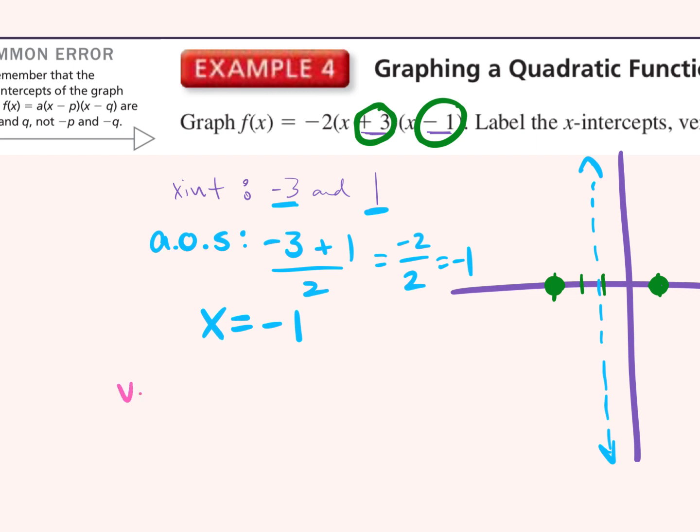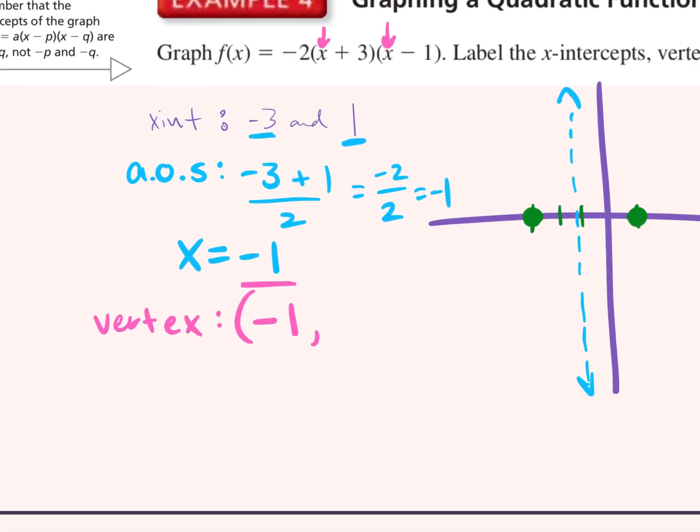All right, so my vertex. What do you think the first number in my vertex is? Negative 1, same as our axis of symmetry. Now here's the hard part. How do you think I find k? Plug it in. Awesome. Same way that we did before. We plug it into the x's in the original equation.